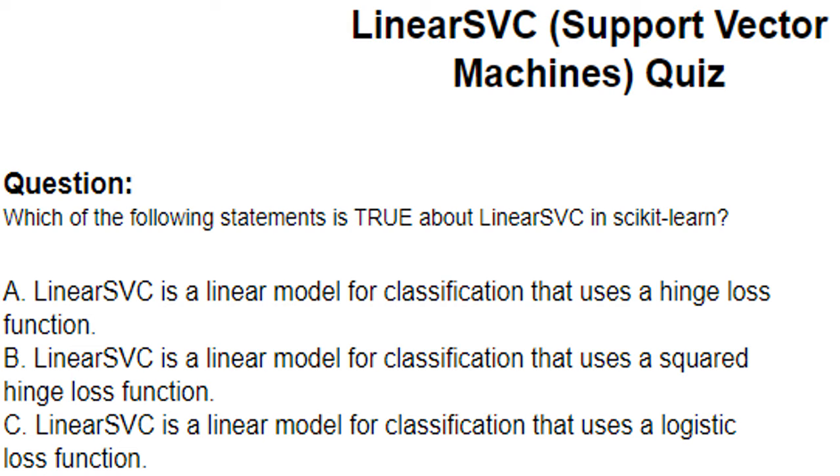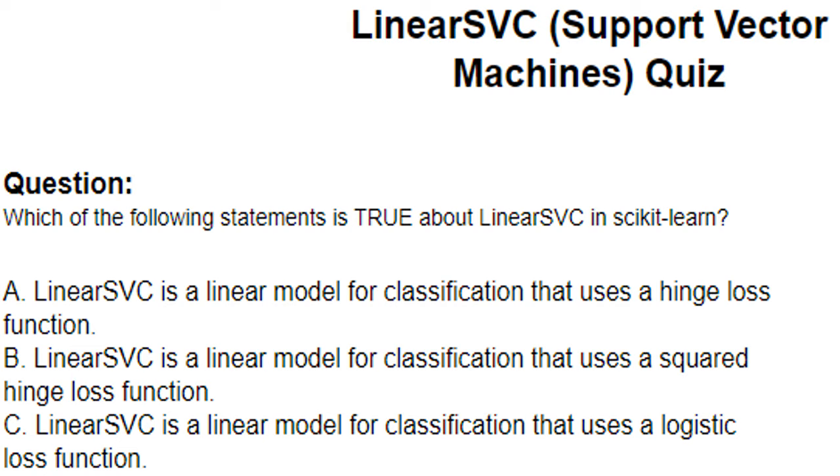Squared hinge loss function. The squared hinge loss is a variation of the standard hinge loss that penalizes misclassifications more strongly. This can lead to faster convergence in some cases, but may also make the model more sensitive to outliers. In linear SVC, this option is available using the loss equals squared hinge parameter.